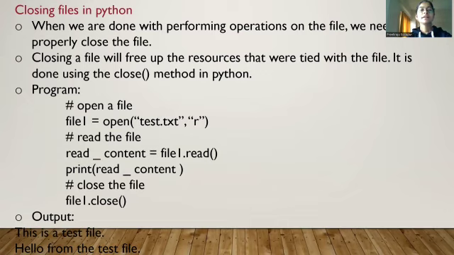Variable file1 is declared in which we open a test.txt file in read mode. Then the read contents variable is declared in which file1 is read. Then we print, this is a test file, hello from the test file. Then using the close function, we close the file, that is file.close. Then we have the output as, this is a test file, hello from the test file.